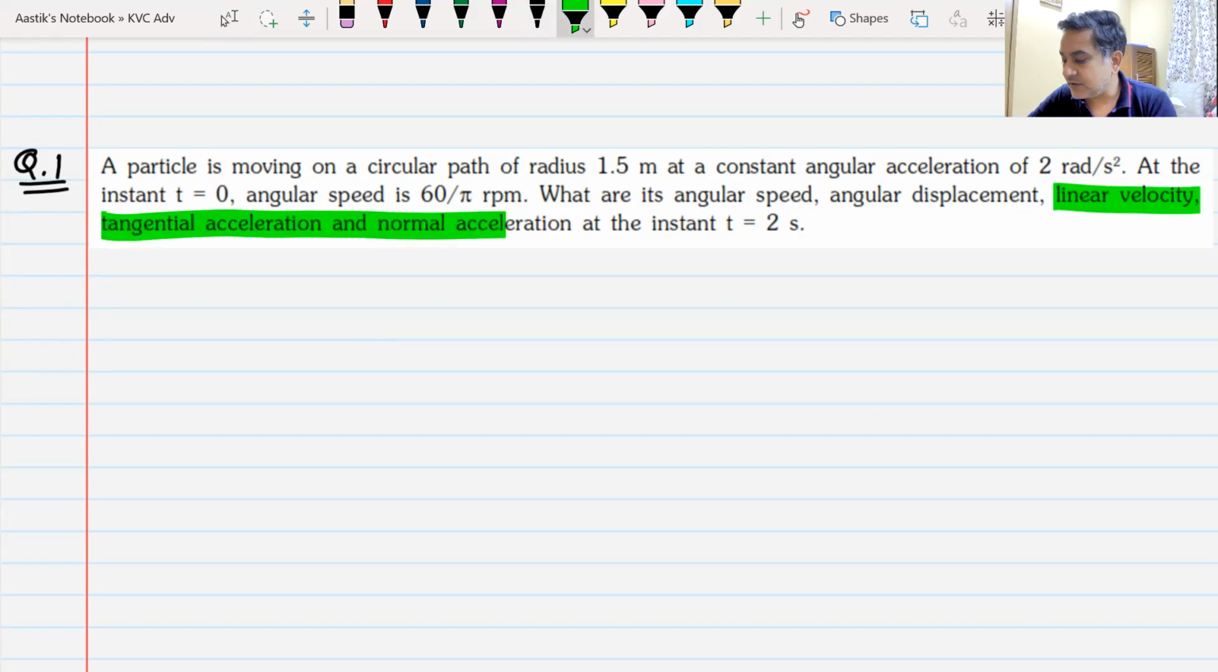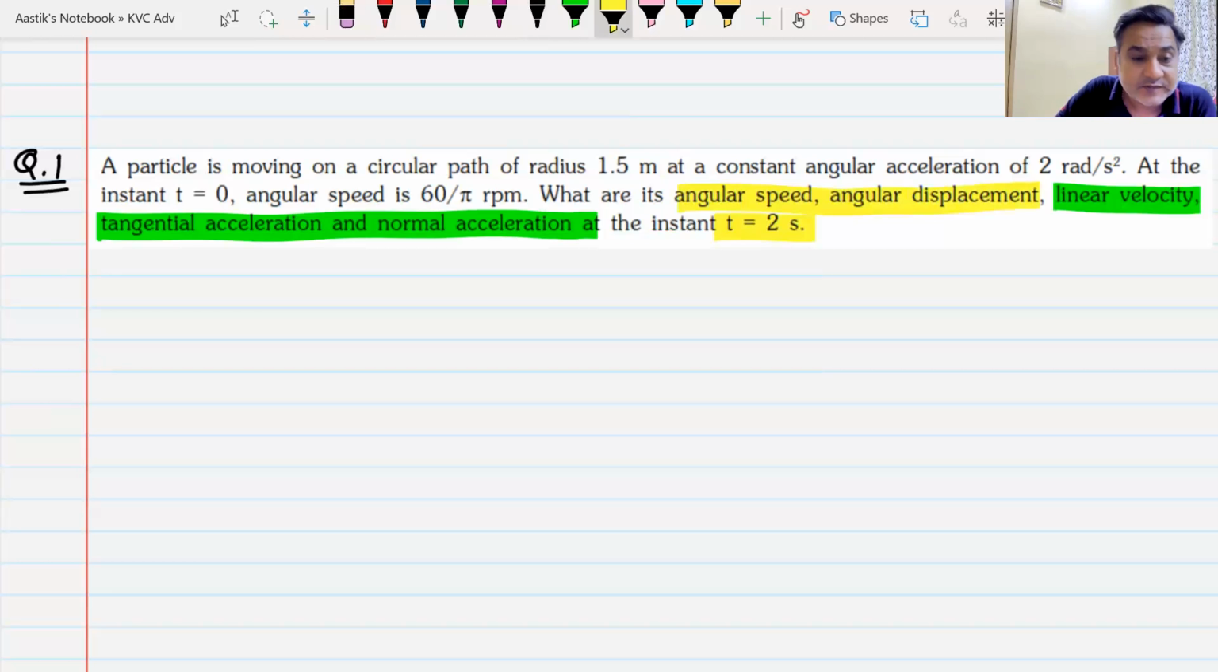We'll do it after we have studied. So rest of the terms you can neglect. You can only do the first two terms. Time is given as 2 seconds. So you just have to find out the angular speed and angular displacement at 2 seconds. I hope you understand the question. Yes, sir. Do it.